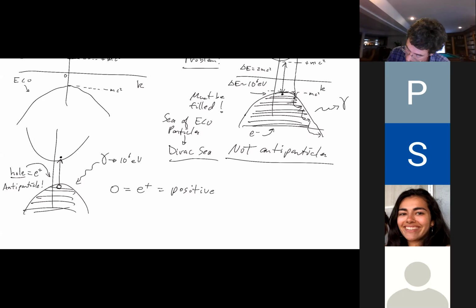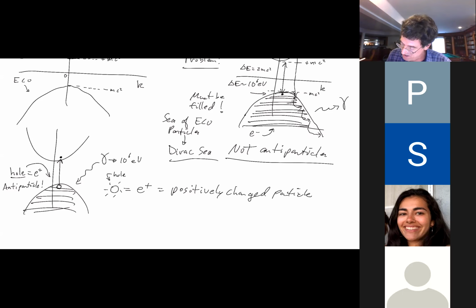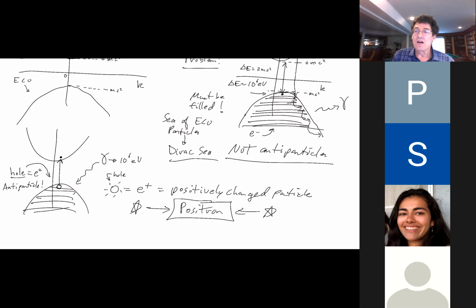So it's a positively charged particle. And that, the hole, not a zero, it's a hole, is a positively charged particle. And that we call a positron, right? And so Dirac predicted the positron, and he predicted this. Dirac went through all this reasoning.